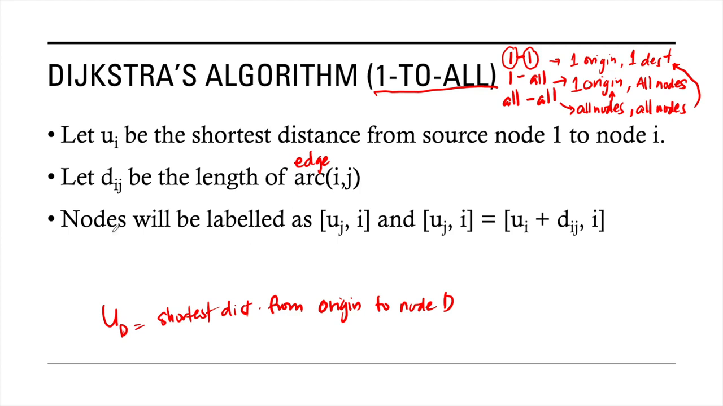Finally, Dijkstra's algorithm is a labeling algorithm. What do we mean by that? When an algorithm is a labeling algorithm, then your nodes will be labeled. And in this case, how will your nodes be labeled? Your nodes will be labeled this way: its corresponding u sub j, comma, a certain i.